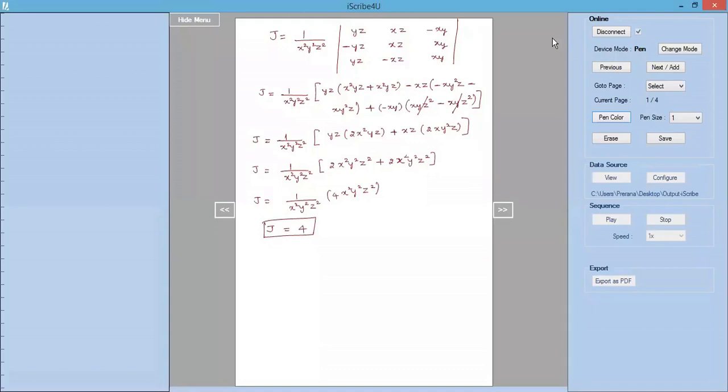Now we will take up the third problem. If x plus y plus z is equal to u, y plus z is equal to uv, z is equal to uvw, then evaluate dou of x, y, z with respect to uvw.